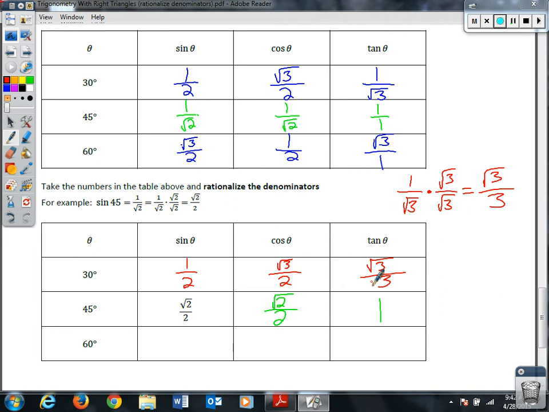Let's go to the sine of 60. That's square root of 3 over 2. It already has the square root in the numerator. And the cosine of 60, that's just 1/2, no square roots there. And then for the tangent of 60, that's just square root of 3.